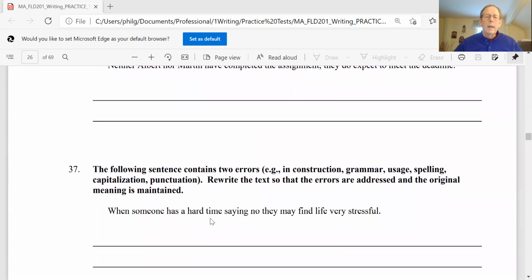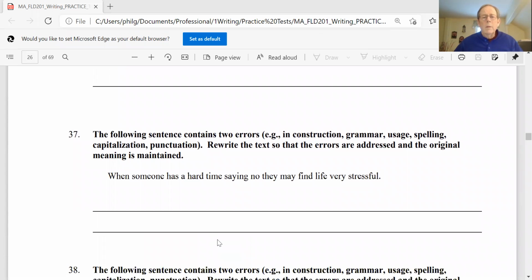Let's take a look at the next sentence. When someone has a hard time saying no they may find life very stressful. Okay, there should be a comma after the word no. It's because we have a dependent clause followed by an independent clause. Whenever you have that kind of configuration in a sentence, you must have a comma after the dependent clause.